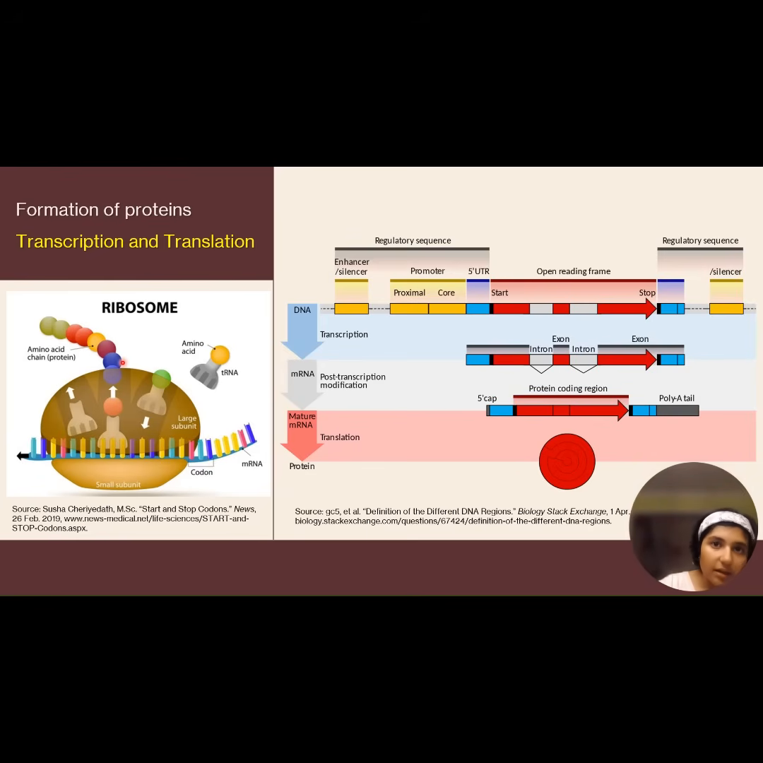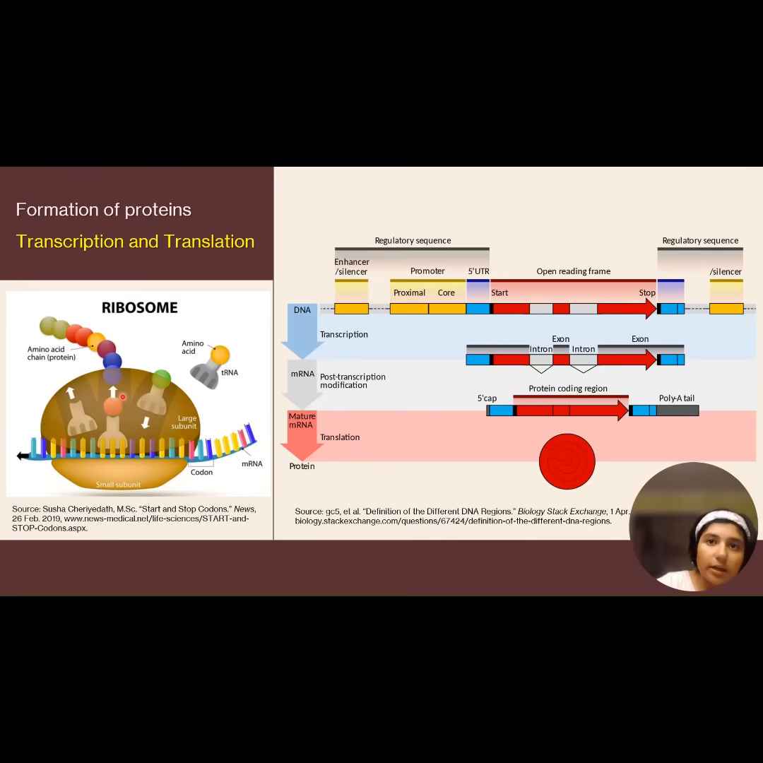In the second step, the mRNA recipe is used to build a protein. The ribosome reads the mRNA codons one by one, matching each to an amino acid brought by transfer RNA, or tRNA. These amino acids link together to form a protein, like assembling ingredients into a dish. Essentially, the DNA acts as a template, the mRNA carries the instructions, and the ribosome translates those instructions into a functional protein.